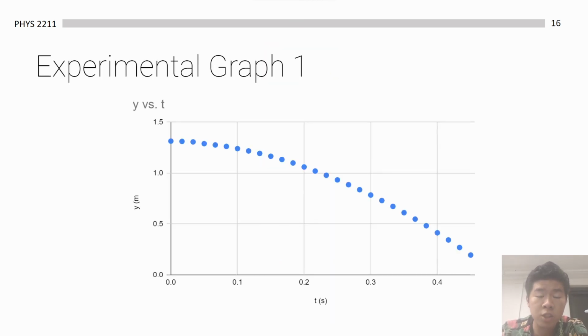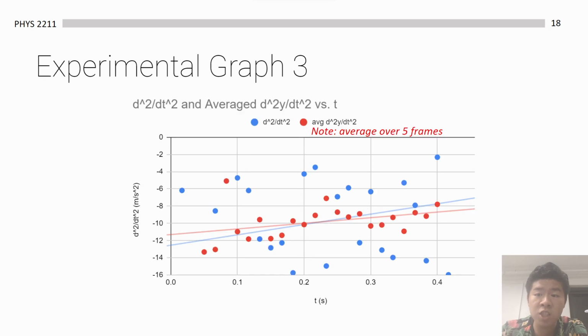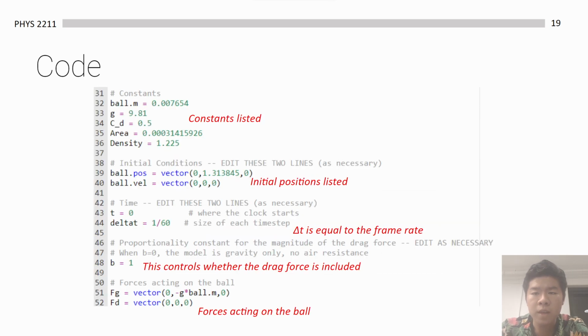I then extrapolated the data to find the change in position over change in time, as well as the change in velocity over time. You can see that the acceleration is relatively chaotic, so then I decided to average the 5 values to get a slightly better set of values. So here is my code.